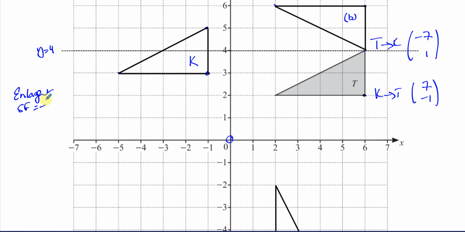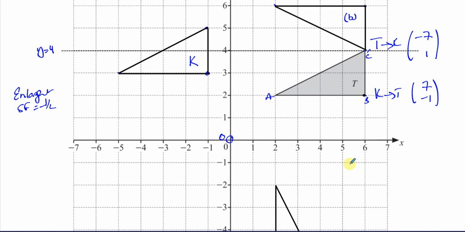Scale factor equals -1/2. So what I'm going to do is take each of these points. I'm going to call them point 1, point 2 and point 3, and find the vector that takes me from the center of enlargement to that point. In fact, let me call them by letters: point A, point B, and point C. And this is O, the origin.